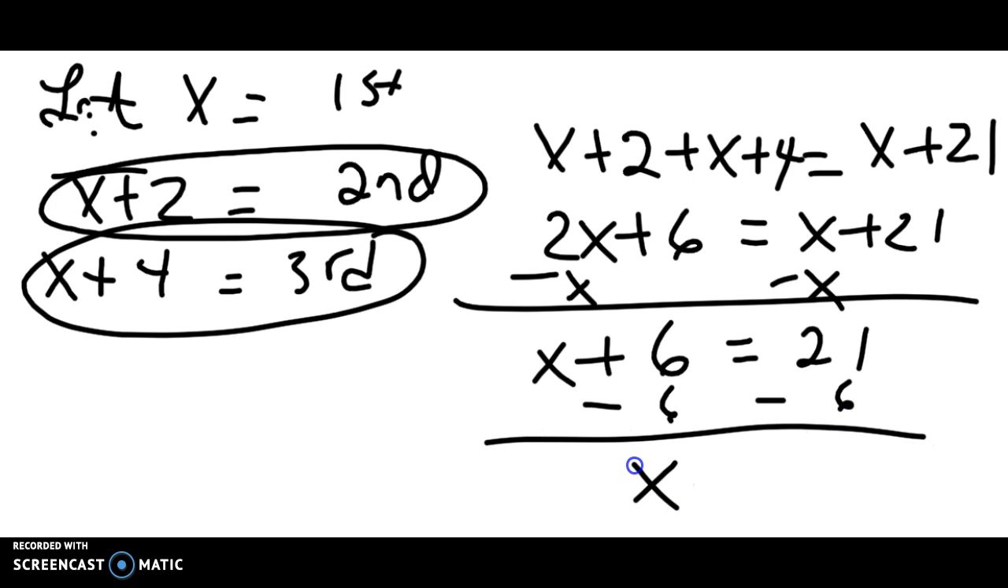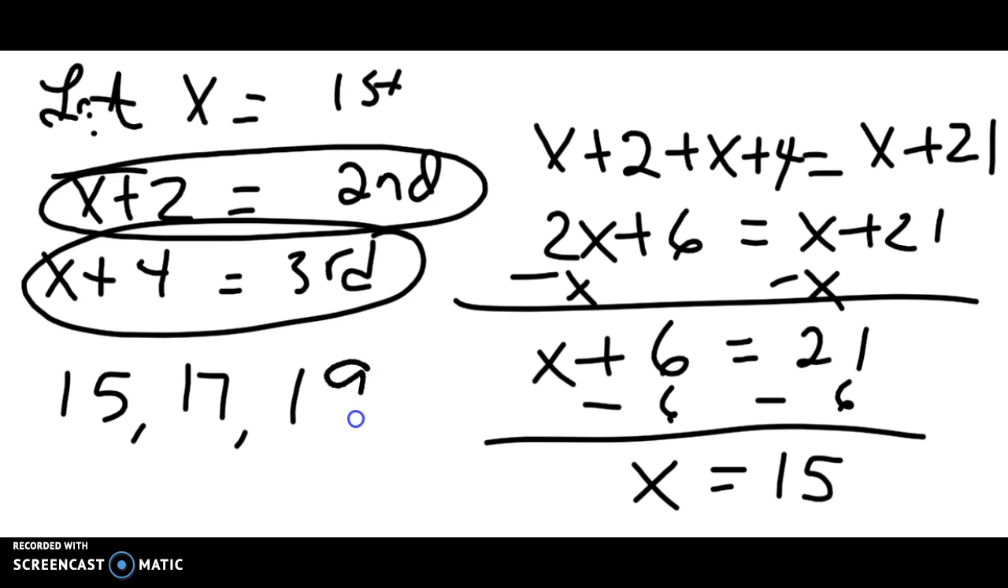And x equals 15. So that's our smallest number. So we have 15 for our smallest number. And then if you take x, which is 15, and add 2, you get 17. And then if you take your x and you substitute it in for the third number, and you add 4, it gives you 19. So there's our 3 consecutive odd integers. And we're done.